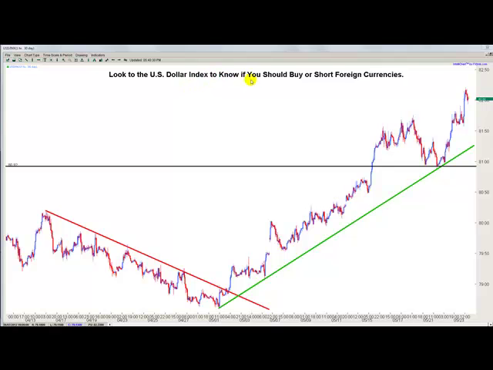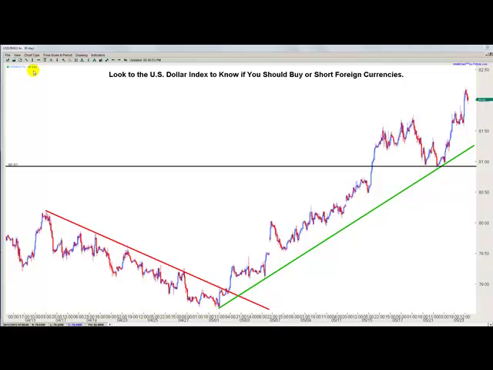Looking to the U.S. dollar index to know if you should buy or short foreign currencies. A lot of people look at the dollar index and think of it only in a long-term time frame, but I want to show you that you can use this in trading as well. For instance, I'm on the U.S. dollar index 1 hour, 30-day chart. It's a 1 hour time interval for each candle, but it's looking back 30 days in time.